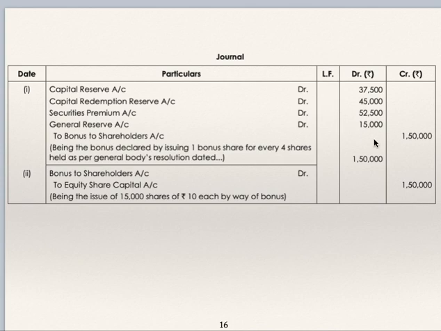So the net effect is accumulated profits to equity share capital, but you are supposed to show that bonus is due to shareholders and bonus shares are issued. So that is how you are supposed to pass journal entries. Now this 15,000 to general reserve is the balancing figure. 1,50,000 minus the first three profits is the balancing figure, which is to be taken from general reserve.